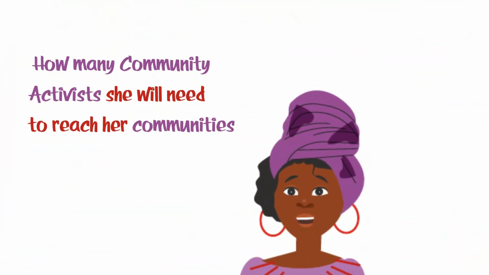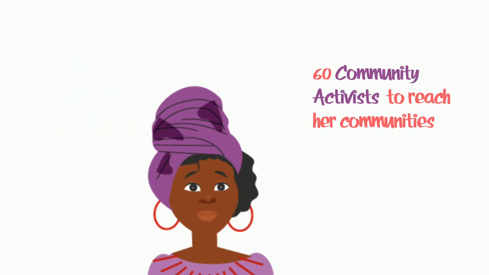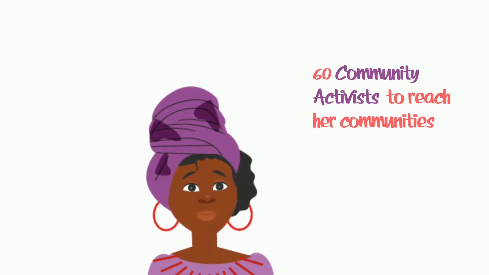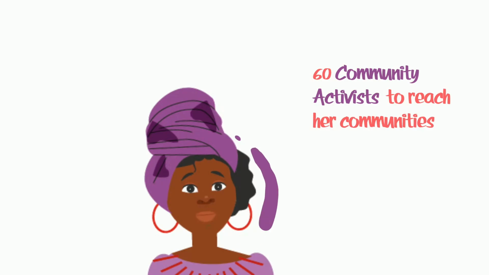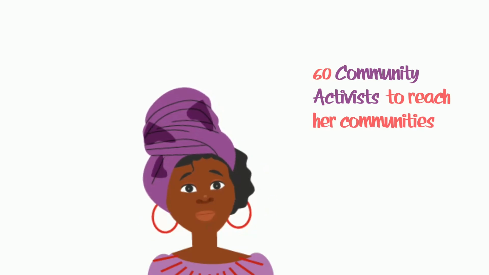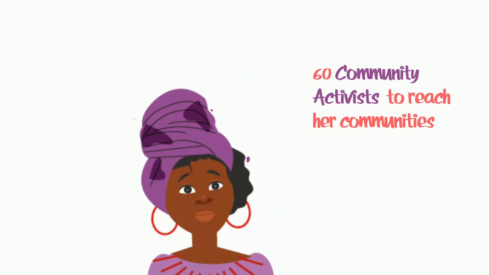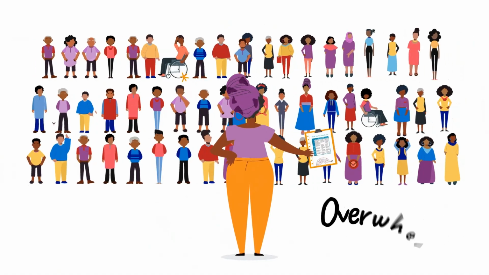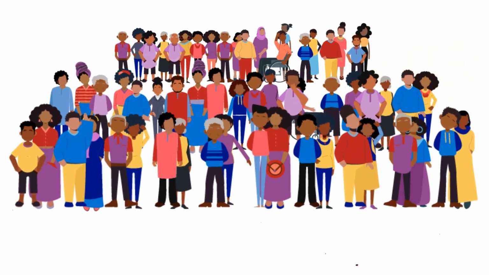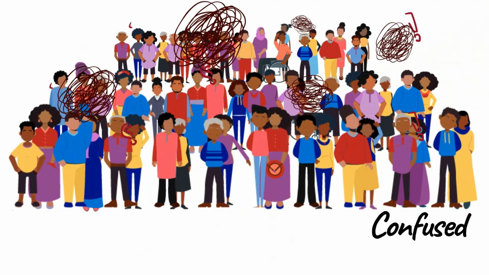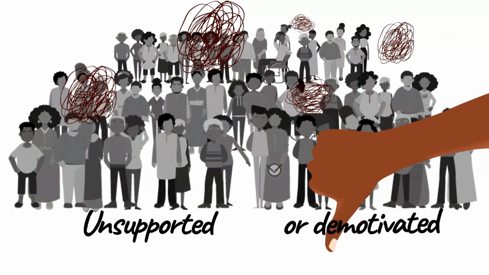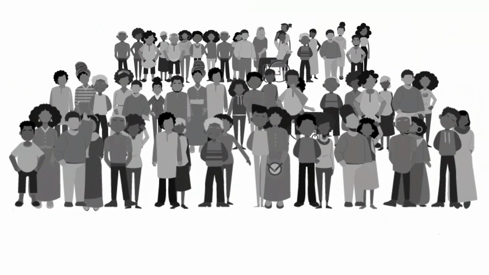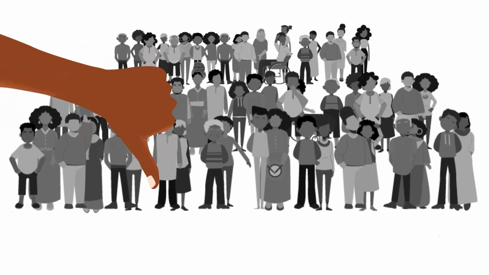Now that Grace knows how many community activists she will need to reach her communities, she can think about the number of staff needed to support them. It is important that staff are able to regularly visit and support community activists to mentor and support them as they build their skills and confidence in facilitating SOSE Together activities. If staff have too many activists to support, they may feel overwhelmed. And if staff aren't able to regularly visit and support, activists may feel confused or unsupported and demotivated. They may stop doing activities, or their activities may be ineffective.